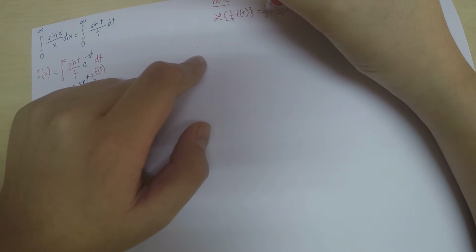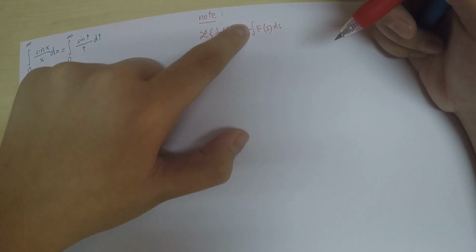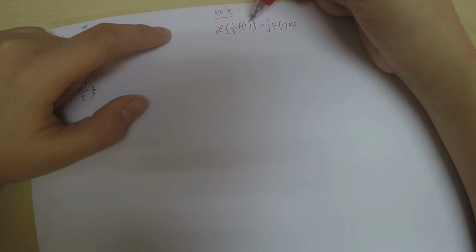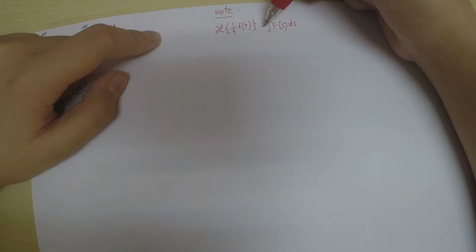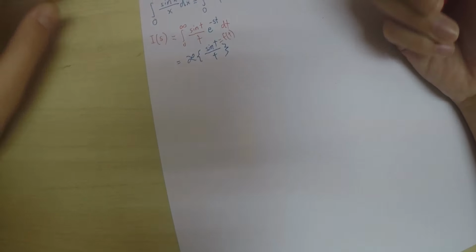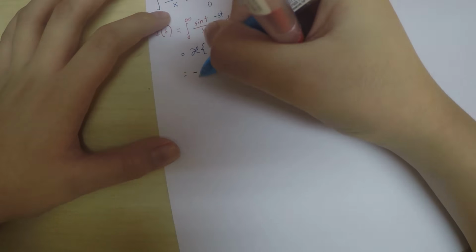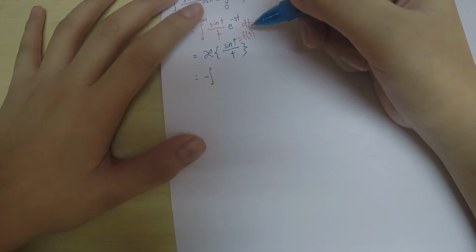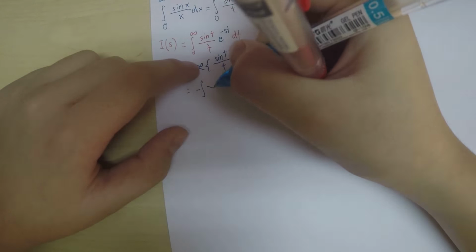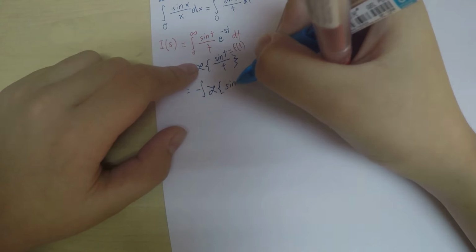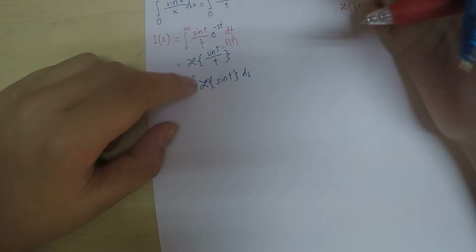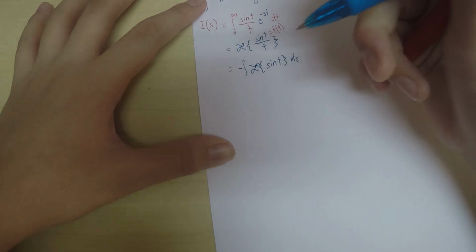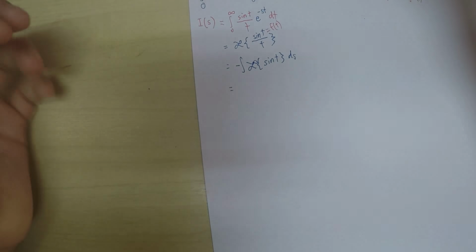Oh, sorry, I forgot this negative. There has to be this negative too. So we have f of t becomes this F of s. Then we integrate and multiply by a negative. So this is the same as the negative integral of the Laplace transform of sin t ds.